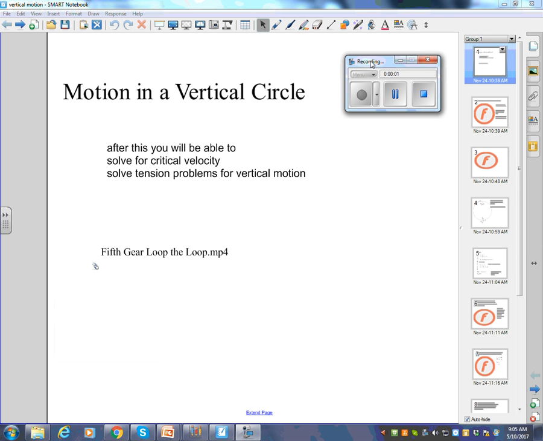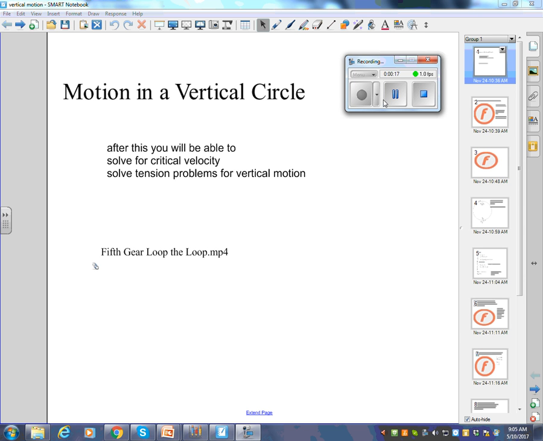We're going to look at vertical circles. After this, you're going to know a couple of things: be able to solve for what's called the critical velocity, and solve tension problems for vertical circular motion. But before we do that, I'm going to answer a question that has plagued mankind for ages.